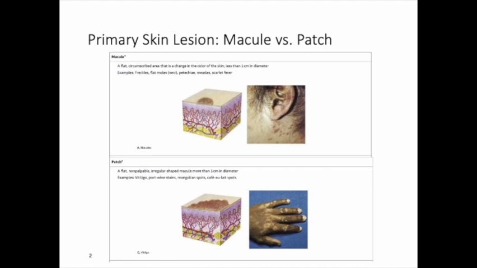Patches are also flat, they're not palpable, but they're more irregular shaped, and they're macules that are 1 centimeter or more. For example, you can see this picture of vitiligo, but port wine stains, Mongolian spots, and cafe au lait spots are also examples. You can find great pictures in your health assessment book and also refer back to your pathophysiology book for more examples.